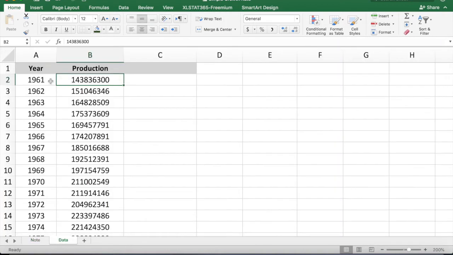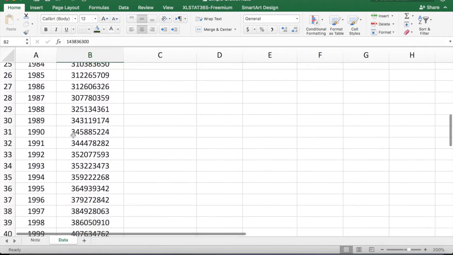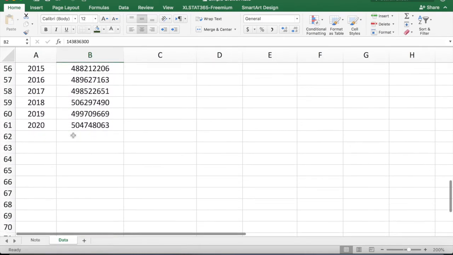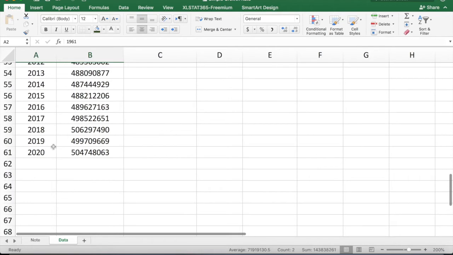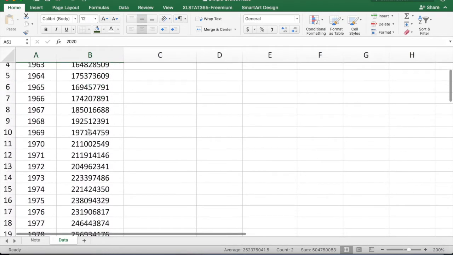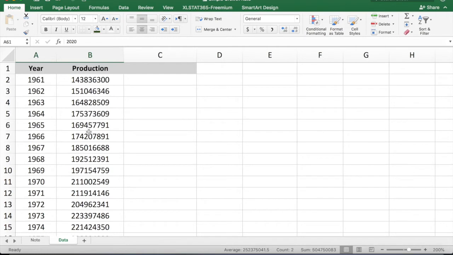So this data set will be used to obtain the growth rates we explained earlier. The data which you see here shows the rice production at the global level, and it is time series data. Our data extends from 1961 to 2020. We are interested to know how much the production of rice has increased or decreased over the period from 1961 to 2020. In other words, we want to find out the growth rate of production.